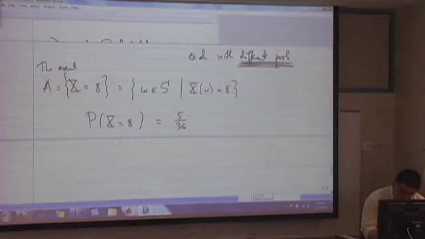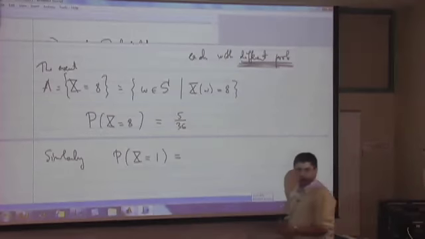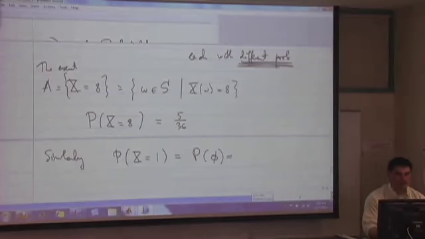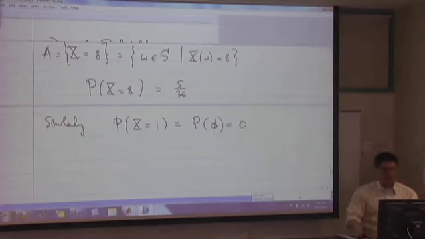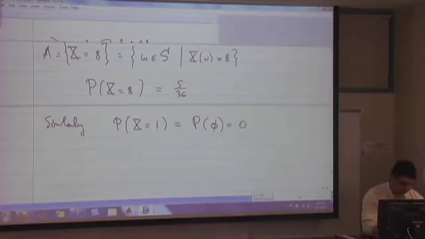So similarly, for instance, what's the probability that the random variable takes the value 1? Well, that's the probability of the null event, or of the impossible event. And just by the count, it says 0, right? There's no favorable outcome.